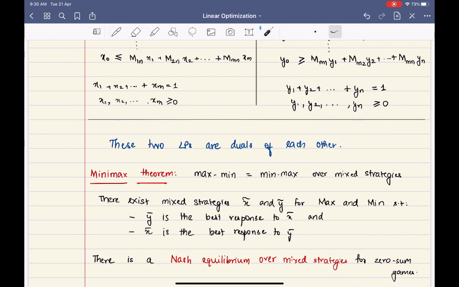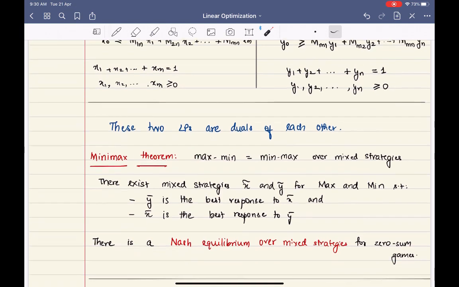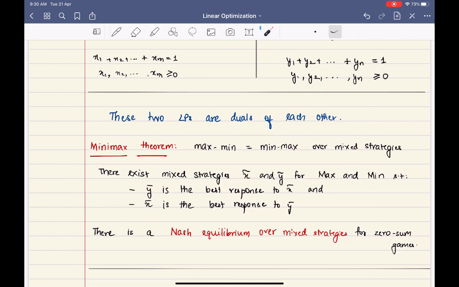So mainly we want to say that max min is equal to min max over mixed strategies, and for this we have extensively used what we know about LP duality. This finishes the part on zero-sum games.